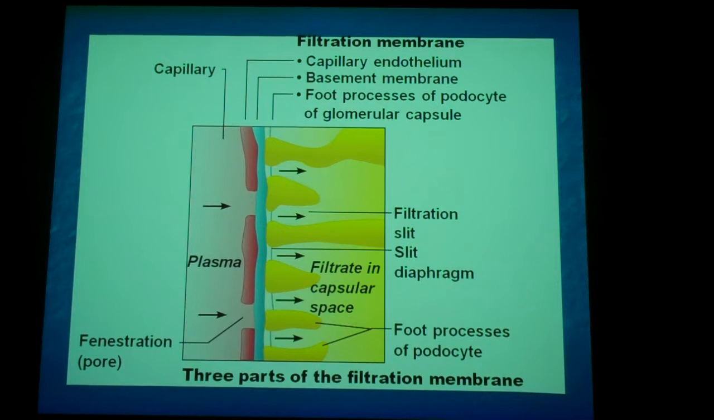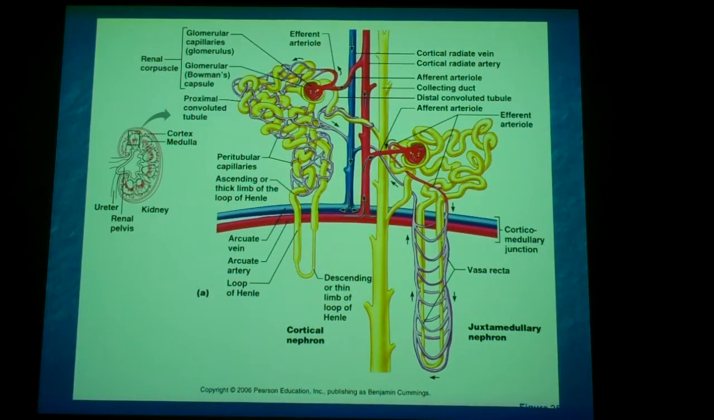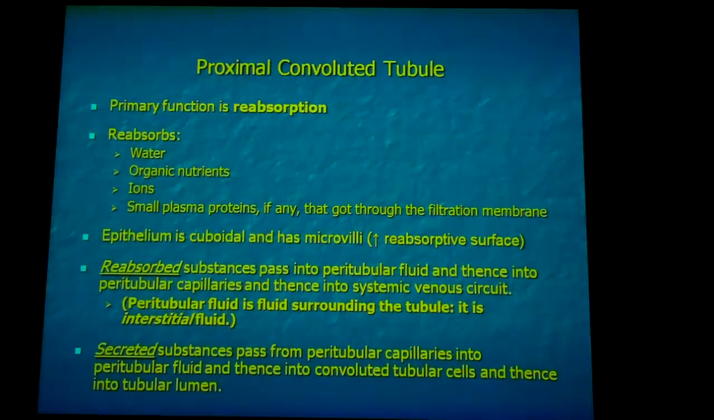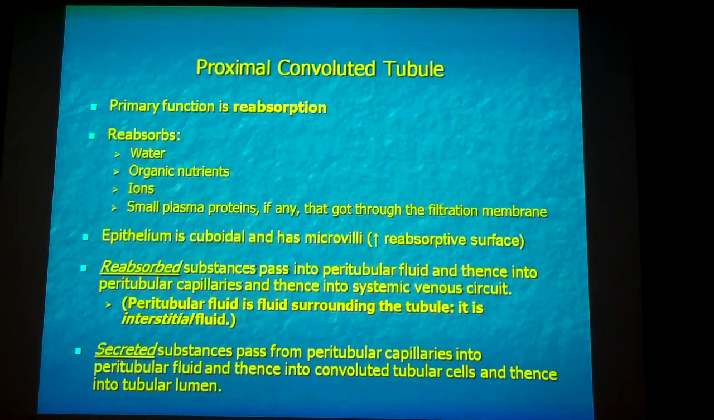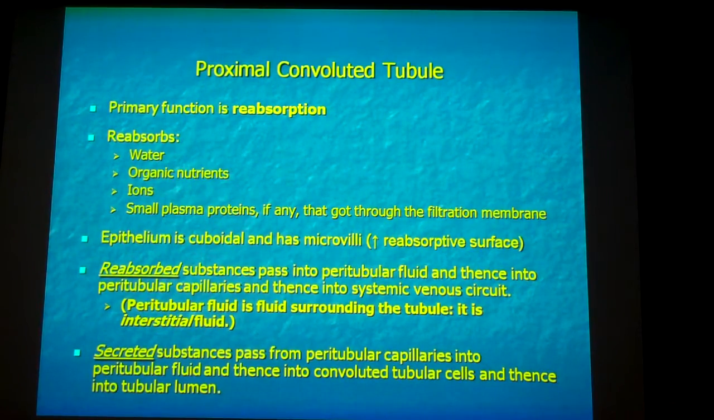We're in the subcapsular space, aren't we? This is where this fluid is collected, and it's going to head down the proximal convoluted tubule. So let's look at the tubule. We're leaving now, and we're in this proximal convoluted tubule. What's going to happen in this proximal convoluted tubule? The main thing is reabsorption. What are we going to reabsorb? Nutrients, water, some ions and some proteins.